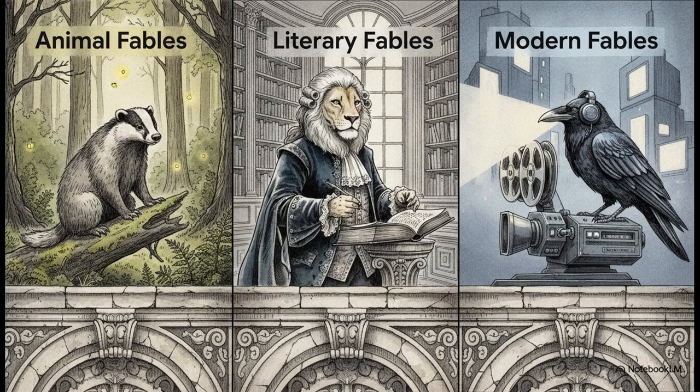Rounding out our 7 types, we have the broader, more general category of animal fables, the highly refined literary fables, where authors like La Fontaine elevated the form to high aesthetic art for a really educated audience, and finally, modern fables. Whether it's a 17th century poem or a modern animated film tackling prejudice, the underlying structural framework we discussed earlier remains remarkably durable. It just works.